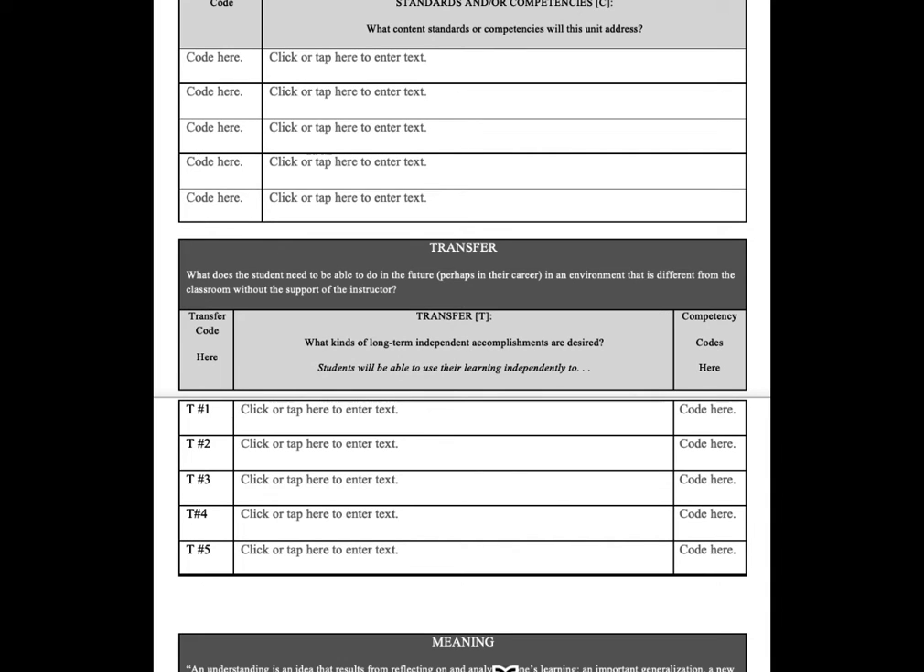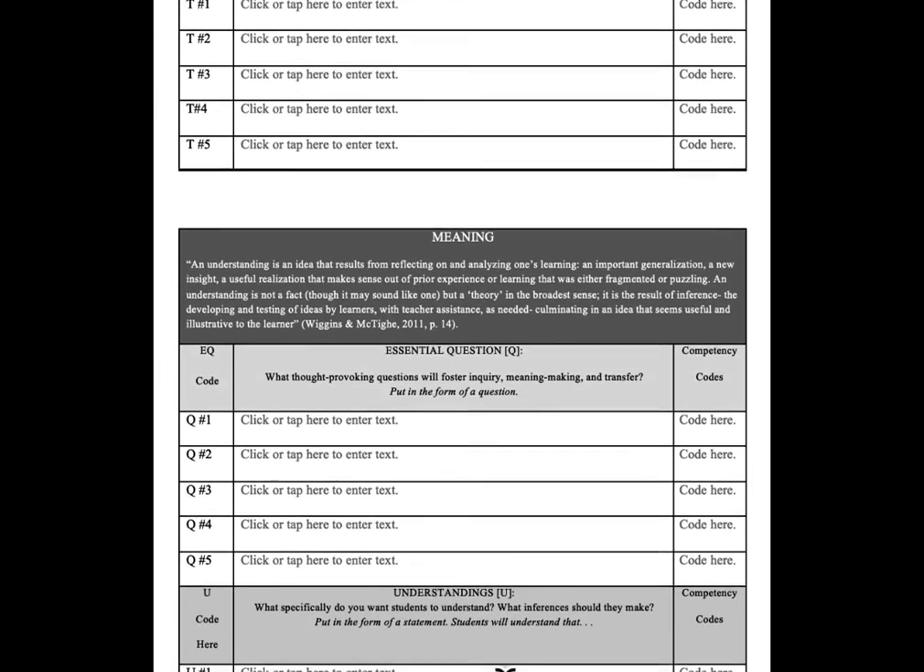Transfer. After determining the standards or competencies, the designer begins to build the unit by identifying transfer, meaning, and acquisition. The transfer component identifies what the learner should be able to apply to future real-world situations outside of the classroom and without the instructor's guidance. This does not include memorization of facts or definitions, but focuses on long-term learning of a topic. The specific desired accomplishments are listed in the transfer section with the space to confirm alignment with the standards and/or competencies.